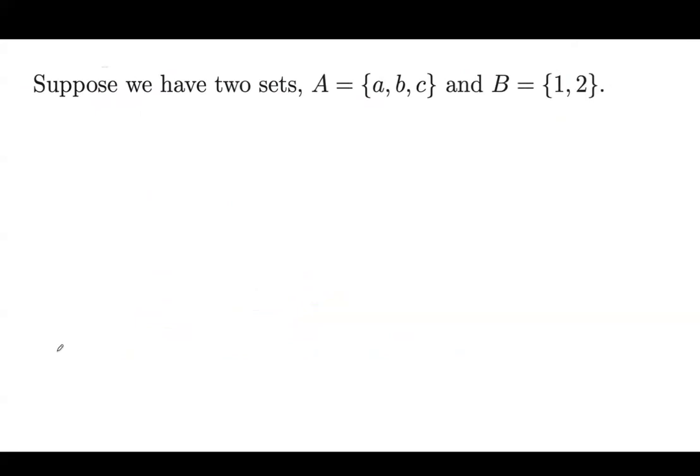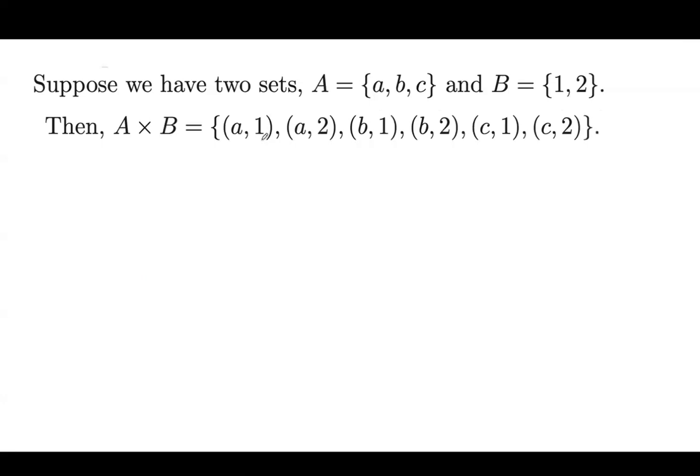Consider the following two sets. Set A includes a, b, c, and set B includes 1 and 2. The Cartesian product between them includes (a, 1), (a, 2), (b, 1), (b, 2), (c, 1), (c, 2). We can visualize it this way.